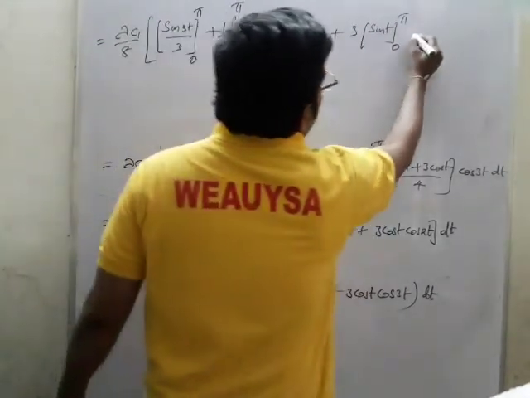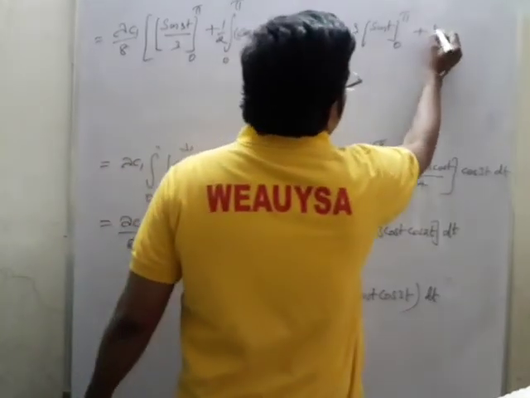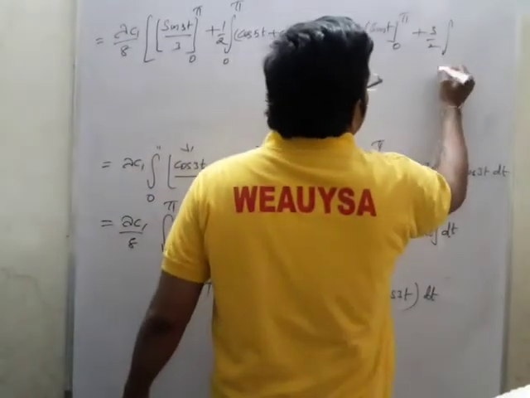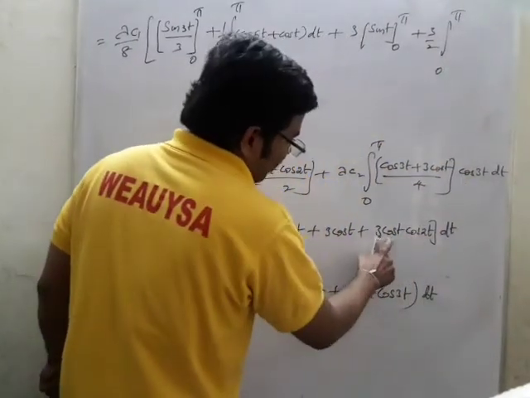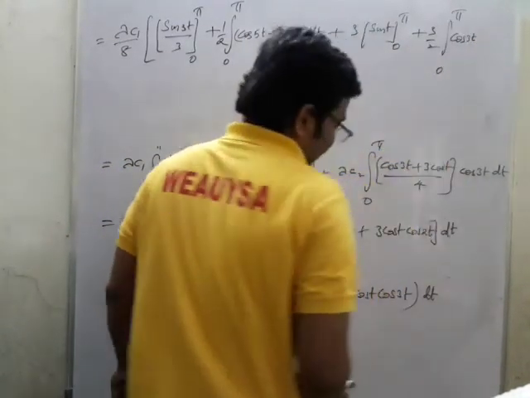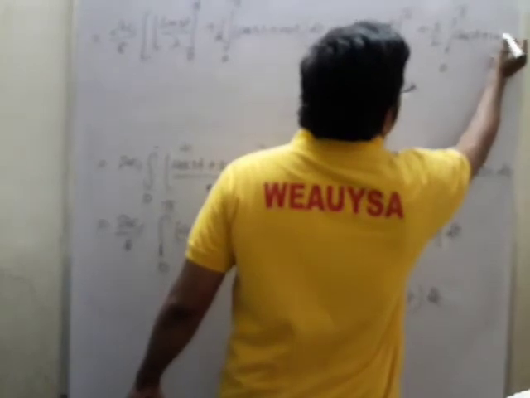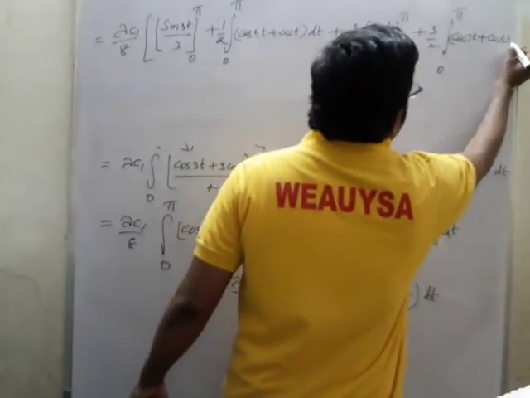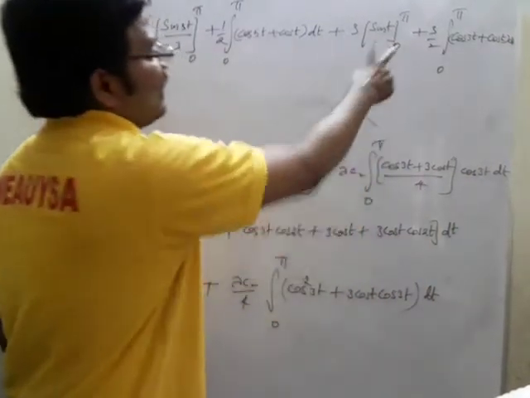This one again, this is 3 by 2 integral 0 to pi. Now this becomes cos A plus B. Cos A plus B is cos 3t. Cos A minus B is cos t dt. This term is like that.